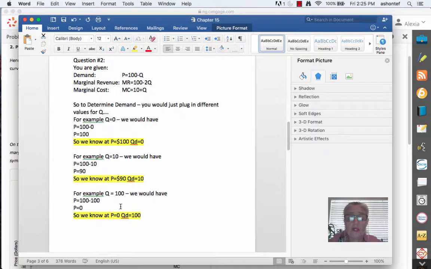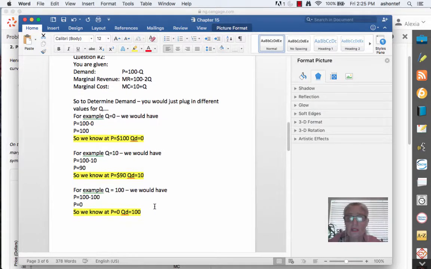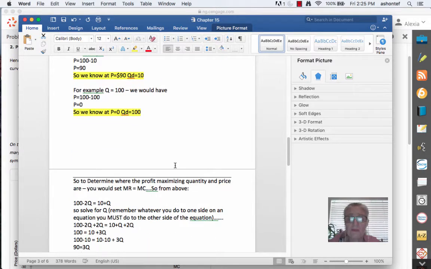And then our last one, this is another extreme. If Q is 100, we would end up with the price being 0. So we would know that at a price of 0, the quantity demanded would be 100. And so that then allows you to take this information and plot it.